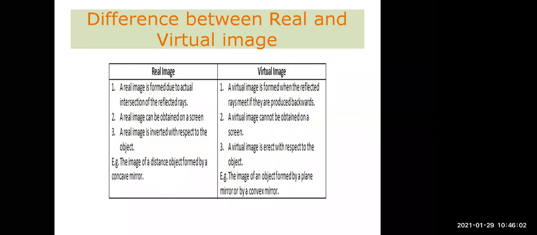Then a virtual image is erect; it will be formed as a straight candle. If the object is a straight candle, then the image will also be a straight candle. With respect to the object, only the difference in size will appear in the virtual image. Then the image of a distant object formed by a concave mirror is real. For virtual images, the image of an object formed by a plane mirror or by a convex mirror are the examples.